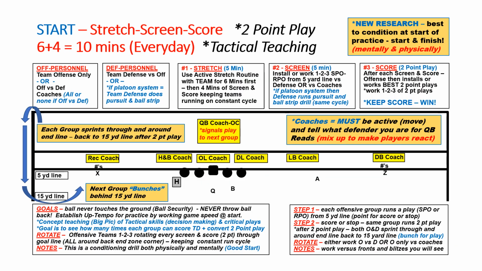So first, after our stretch, we want to do a screen and score, and you can incorporate 2-point plays here. I love this to get things going at the beginning of practice because it not only gets the players moving, but you can see the coaches then become the defense. You can go in waves of each of your offensive groups from 2 to 3 to 4, and again, they'll run through the goal line, then they'll actually jog through the end line and then back around. So it just is a continual cycle for anywhere from 3 to 4 minutes.